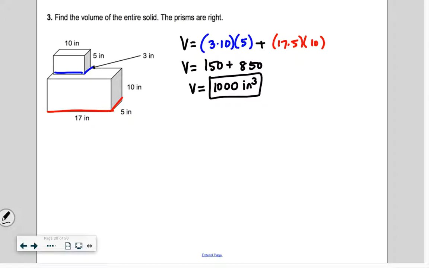We add them together, yep, because you find the volume of one and the volume of the other. It's kind of like we filled them with water, like with Isabella's water bottle, right? We'd have a total of 1,000 cubic inches.